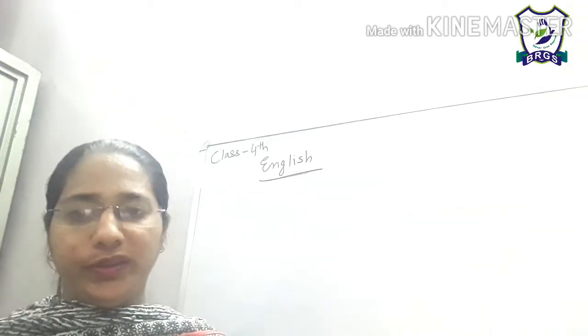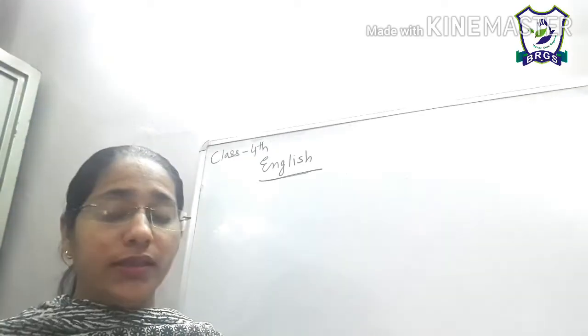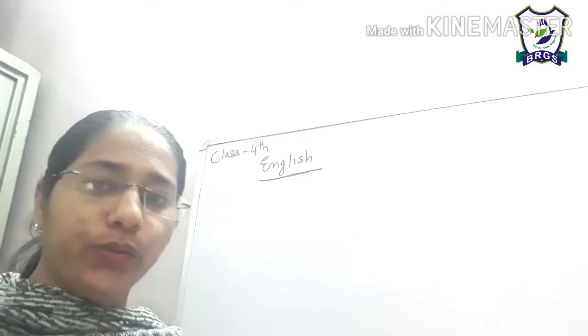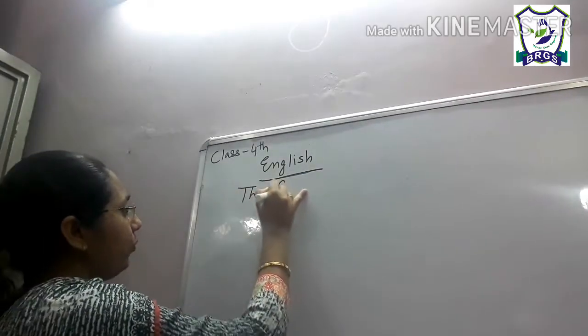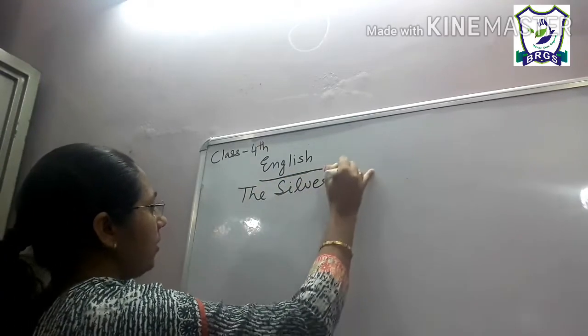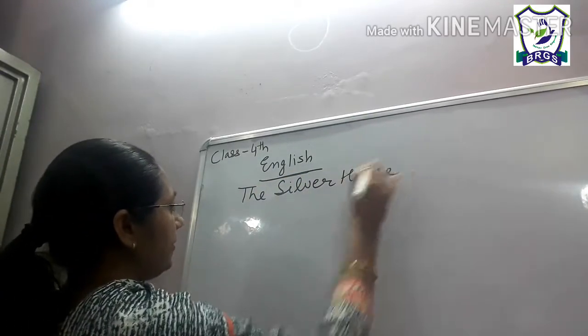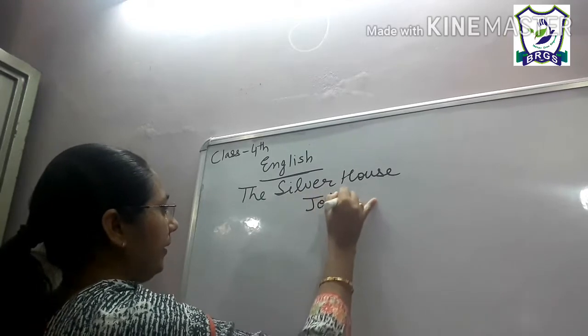Hello class 4th, I am back again with a new lesson, and today we are going to cover a poem from our course book. The name of the poem is The Silver House and it is written by John Lee.